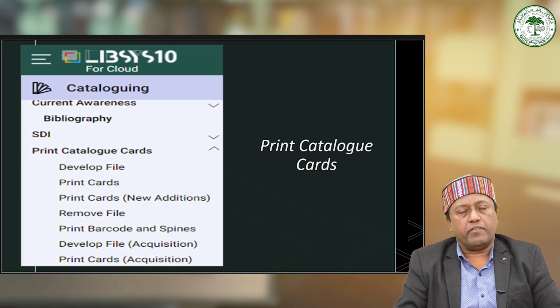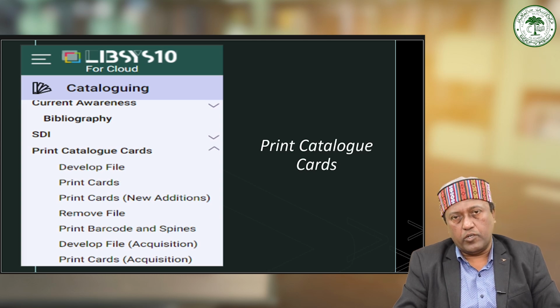Printing of catalog cards, that also you can do. You can see the option here. You can develop the file and print cards, especially for the new editions, whatever new books have been added, and you want to simply print the cards for that. Adding and removing files will always be there. And you want to print the barcodes also.